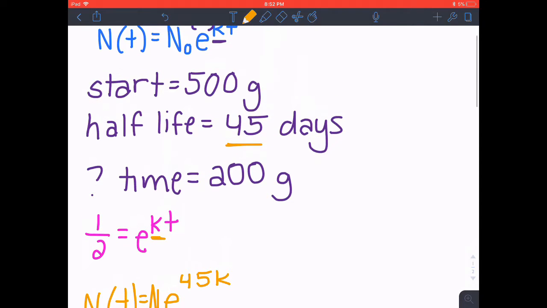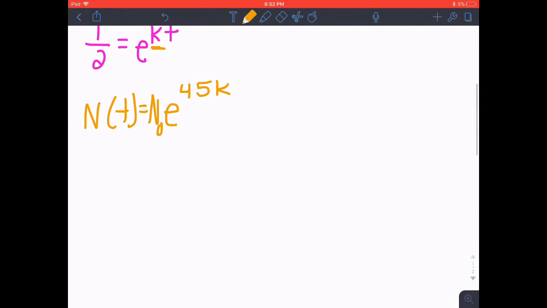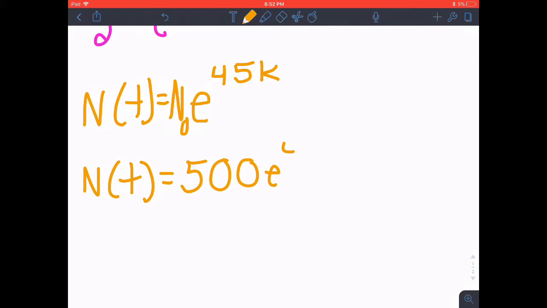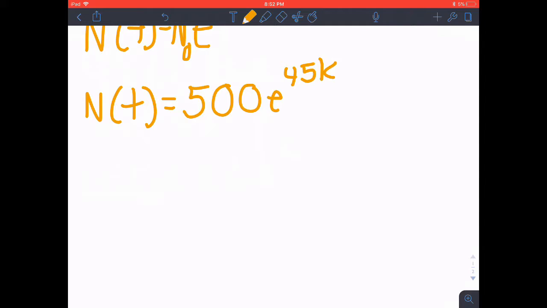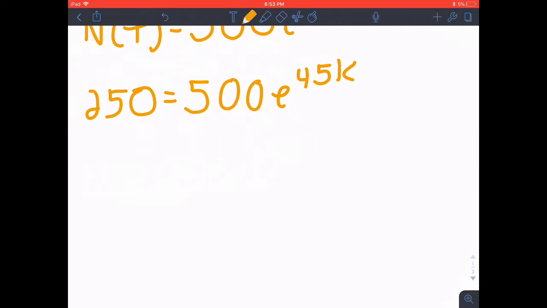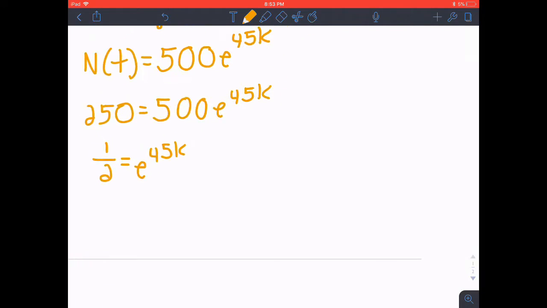Since you know the half-life is 45 days, and you know the amount you start with, you know that after one half-life, one span of 45 days, you'll have exactly half of what you started with, which means you have enough to solve for k. You know half of 500 is 250, and that is equal to the original amount, 500, times e to the 45k. Now you divide both sides by 500, and you get 1/2 on the left side equal to e to the 45k on the right side.